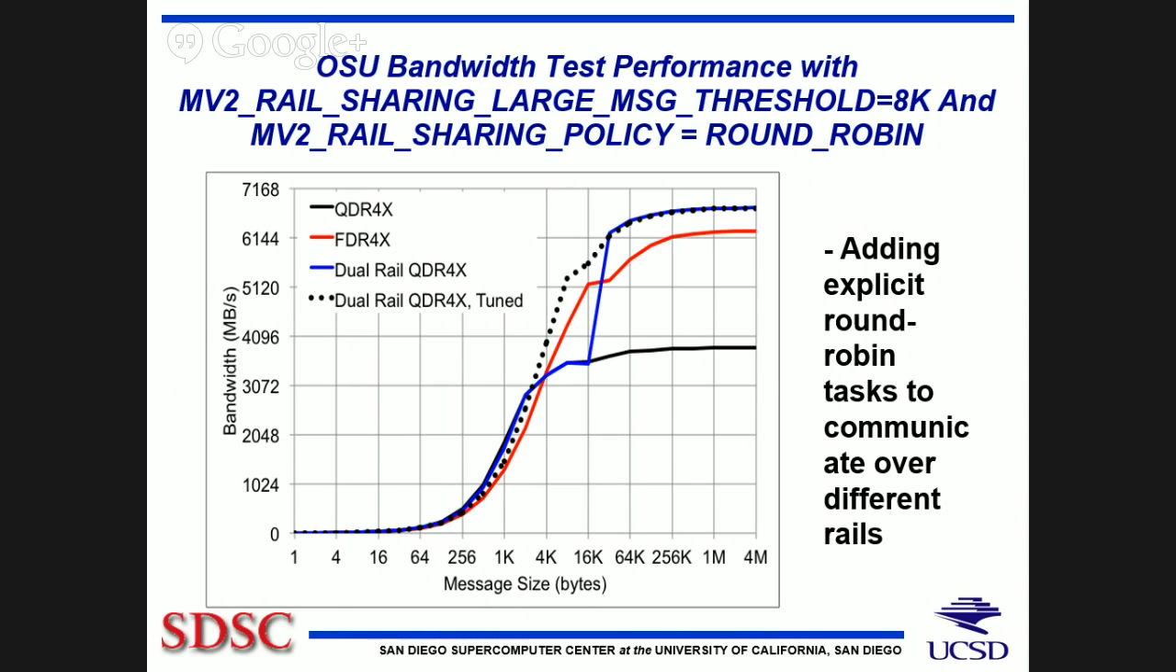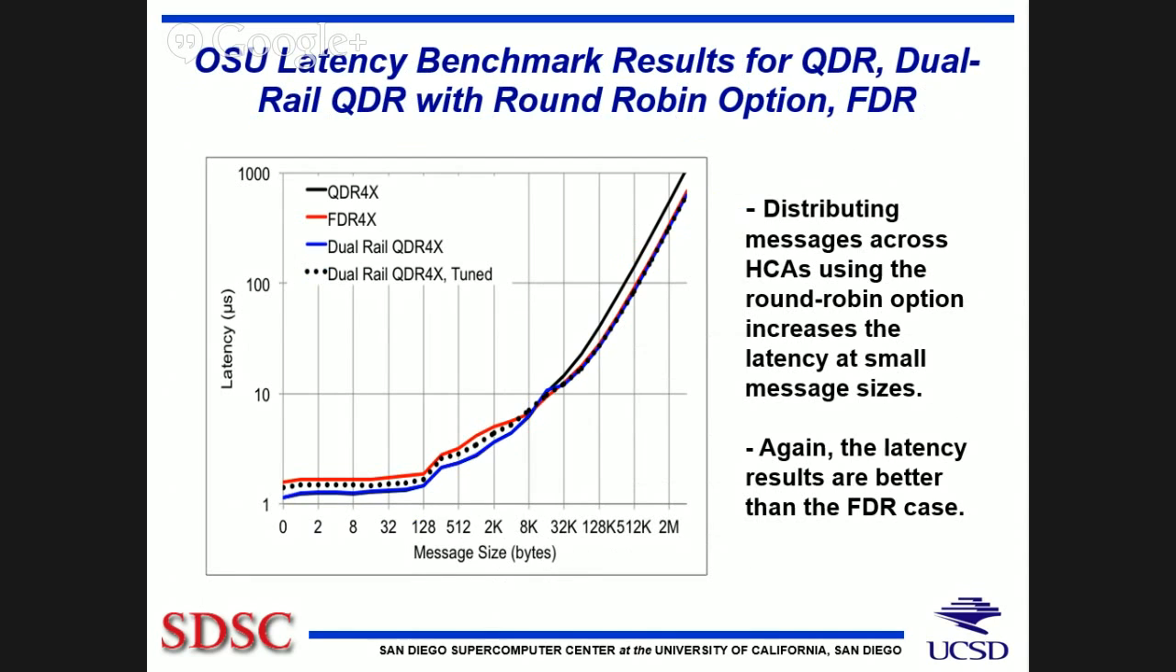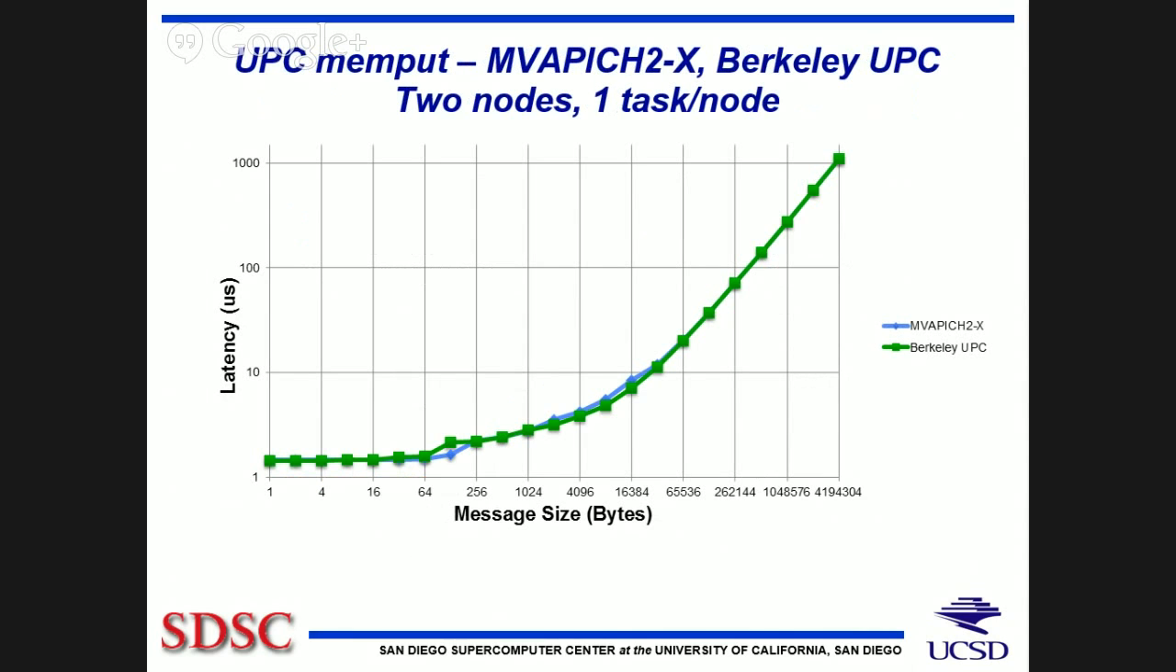Now, one question might be, what does this do to the latency? The latency results show that the dual rail, with both rails being active for all message sizes, is a little worse than the QDR latency, but it's still better than the FDR latency on the smaller message sizes. So those are results where we're using MVAPICH2-X with just pure MPI mode.